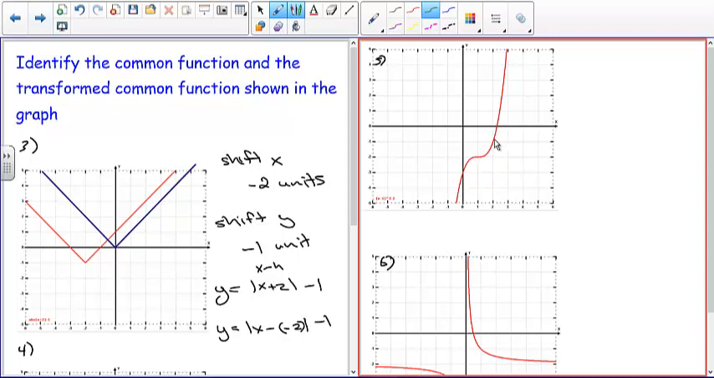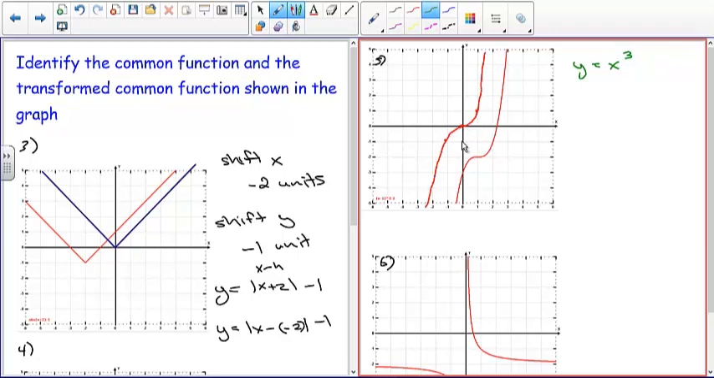Okay, this is a cubic function. So the cubic function looks like that. And the key points on a cubic function are 0, 0, and you have 1, 1. You actually would have 2, 8, which goes off the scale here. So 2, 8 would go up there. So you can see the shape of it right there. So that's your parent function.